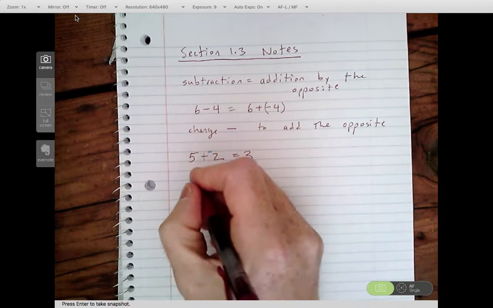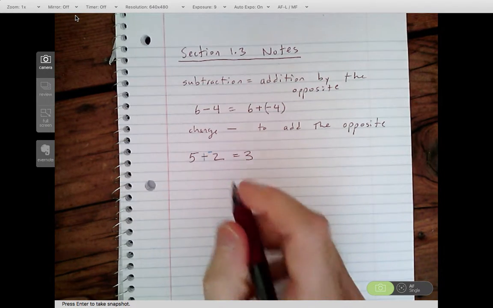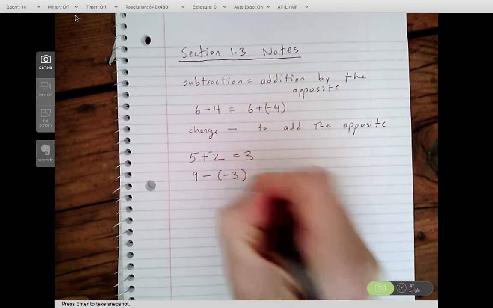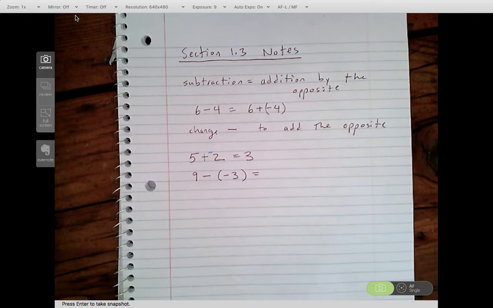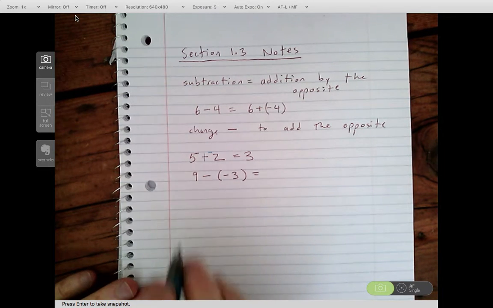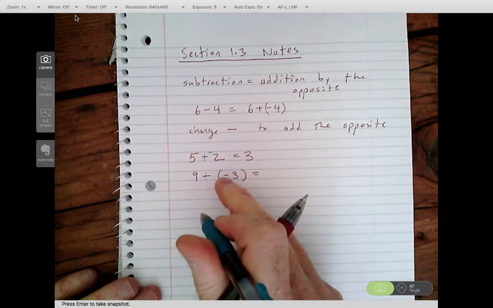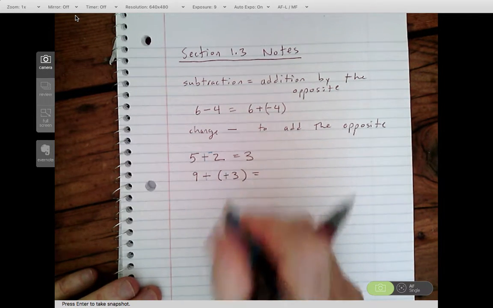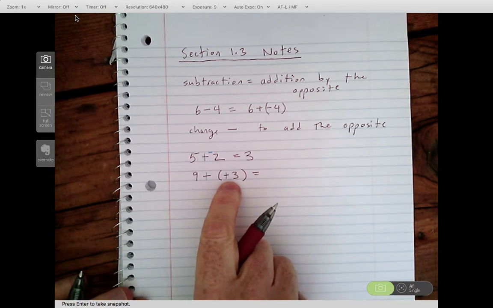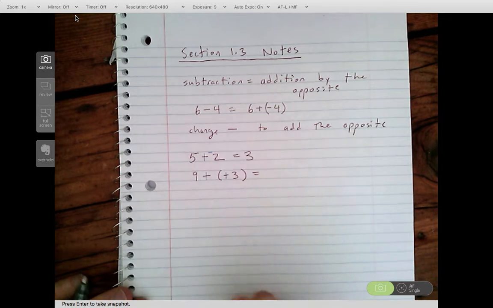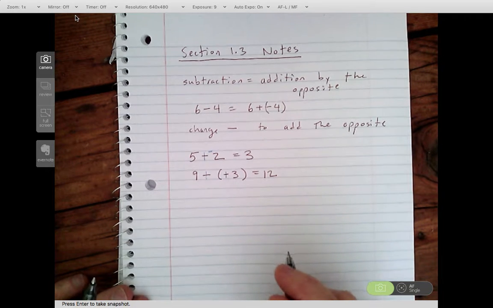So let's look at a few more here, and this is where I think changing it's going to be really helpful. So what if you have 9 take away negative 3? Well, that could be a little tricky, okay? Some of you can probably see the answer, but I'm going to change it to adding the opposite. So from now on, I'm going to take subtraction signs and make them addition, and the number after it becomes its opposite. So 9 take away negative 3 is now 9 plus positive 3 because I'm adding the opposite. Well, what's 9 plus 3? Well, that's 12. And so without changing it, that could be a little tricky.